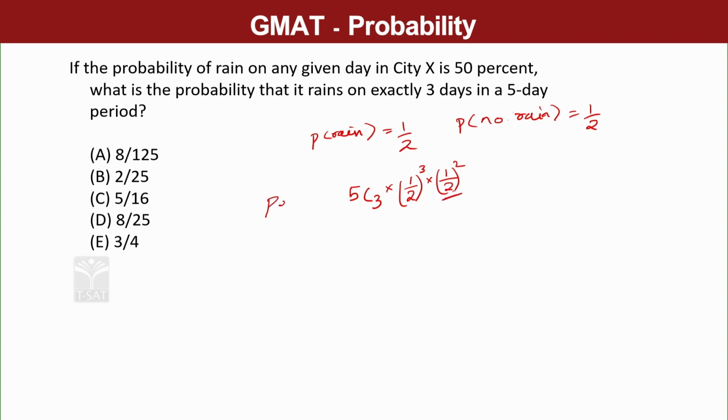So the total probability that we need to calculate of raining on exactly 3 days is 5C3 into half to the power of 3 into half to the power of 2. So 5C3 is 5 into 4 into 3 divided by 1, 2, 3, into half to the power of 3 is 1 by 8 and half to the power of 2 is 1 by 4. Here 3 gets cancelled, 2 2s are, 2 2s are, you are left with 5 by 16. Probability is 5 by 16, that is option C is our answer.